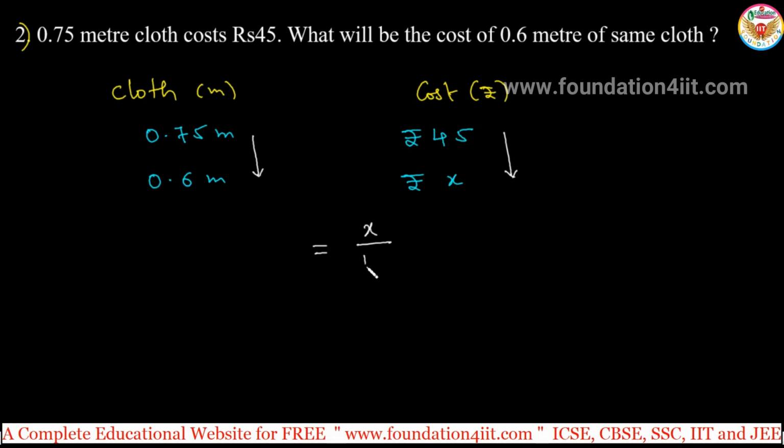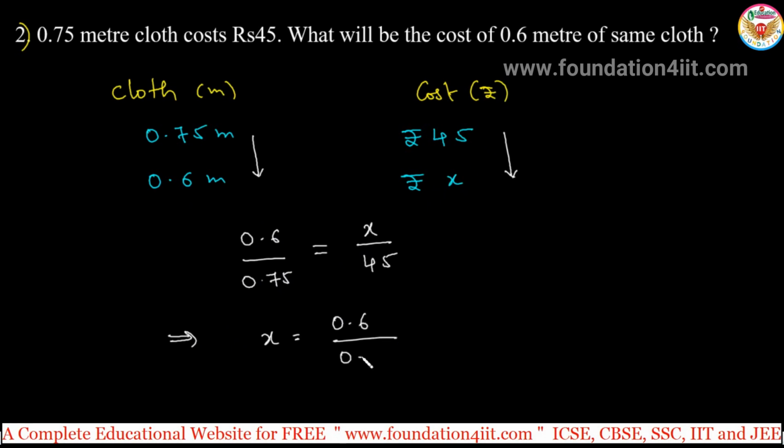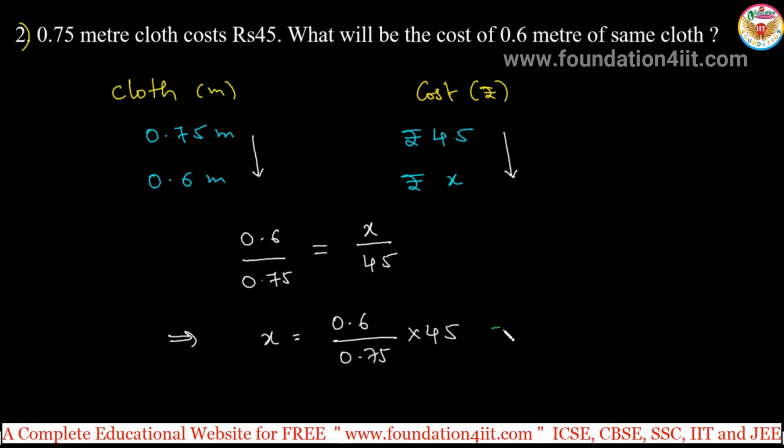So x divided by 45 I took. Second number divided by first number I took here. Same way, you can also take second number divided by first number. So this is the step you write. Then you can find the x value from this. So x is equal to 0.6 divided by 0.75 into 45. 45 is dividing, so take it to the right and multiply. Then just simplify this calculation.